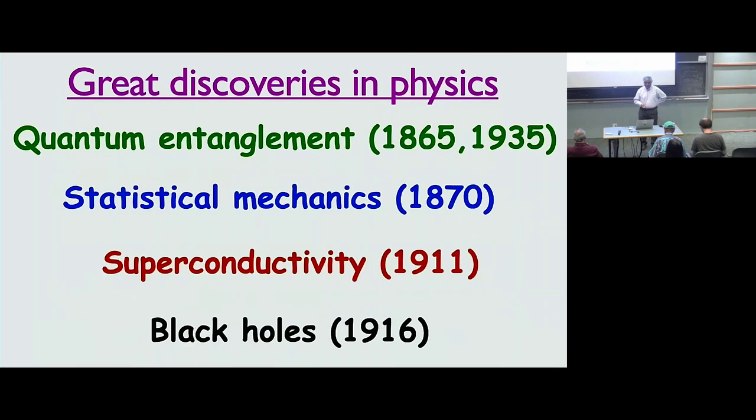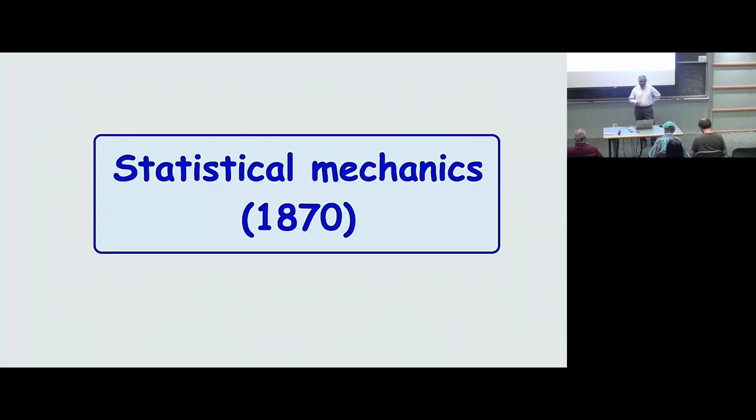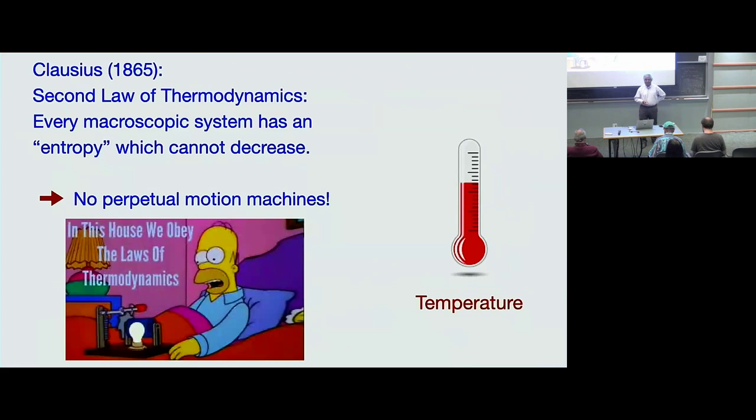Now let's move forward from 1865 to 1870, which is the start of statistical mechanics. So the basic ingredient in statistical mechanics actually goes back to thermodynamics from Clausius, from before there was an understanding of the microscopic or molecular nature of matter. This is a perpetual motion machine built by Lisa, his daughter.